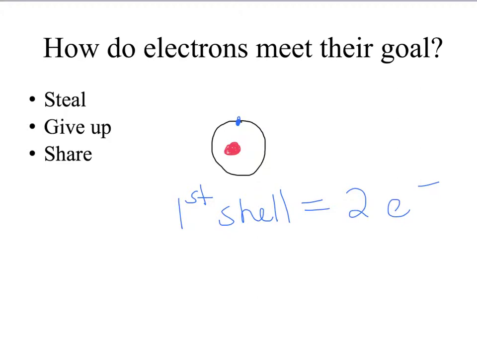So there are a number of ways it could do it. It could give up its 1 electron, it could share an electron from another atom, which we'll talk about how that happens, or it could steal an electron from another atom. That's why it is the electron configuration of all atoms that determines bonding.